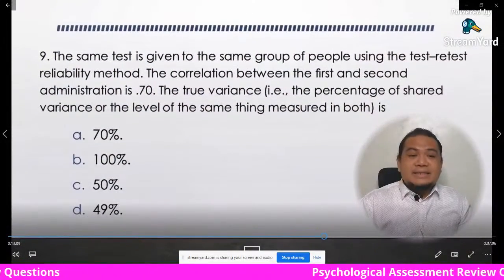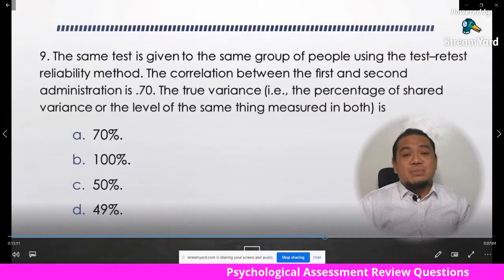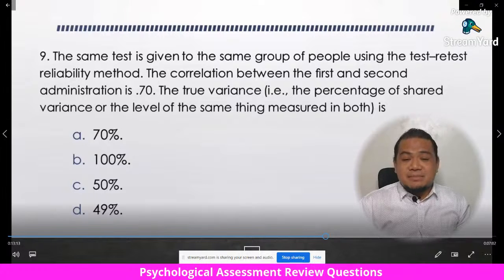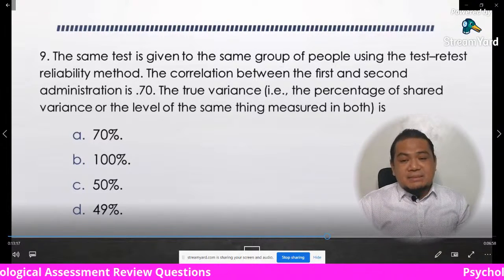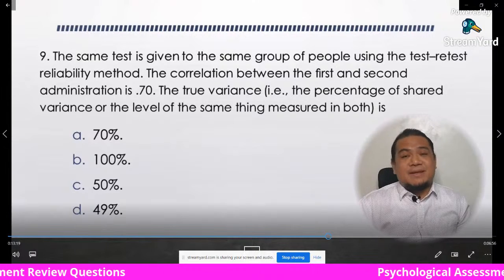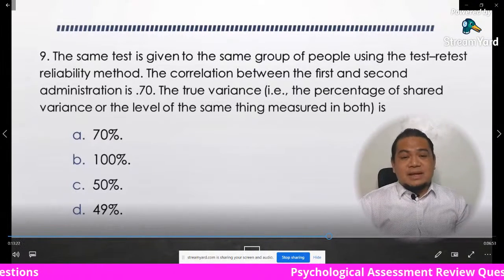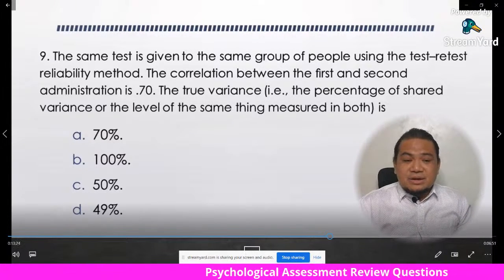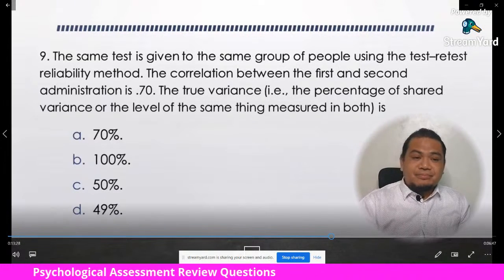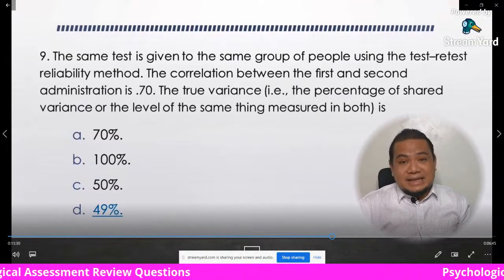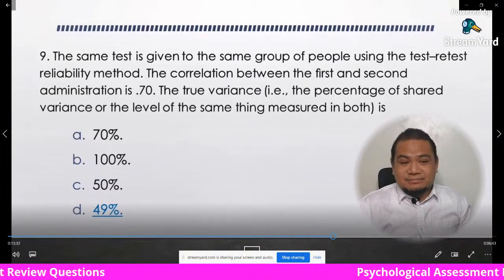Number nine, the same test is given to the same group of people using the test-retest reliability method. The correlation between the first and the second administration is 0.7. The true variance, like percentage of shared variance, or the level of the same thing measured in both is, the answer is letter D, 49%.